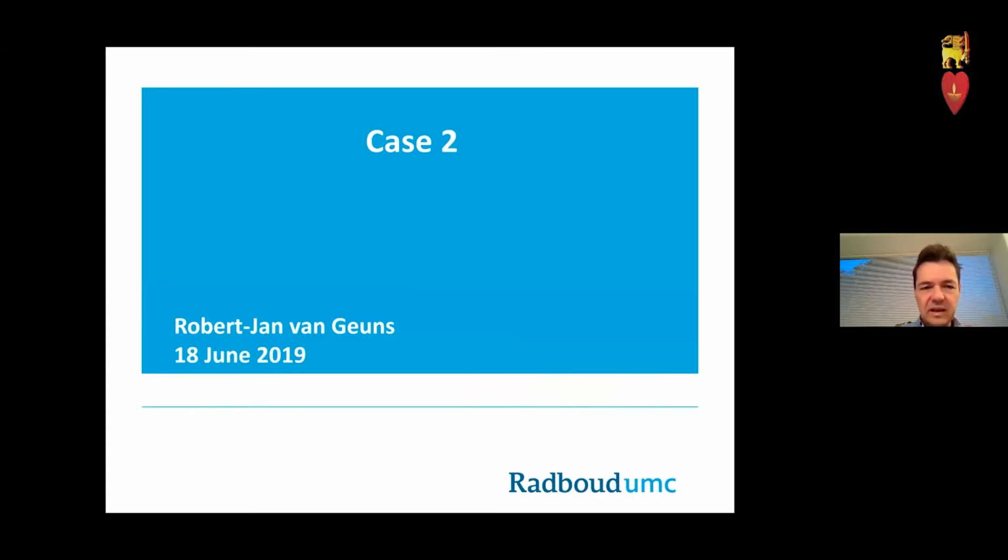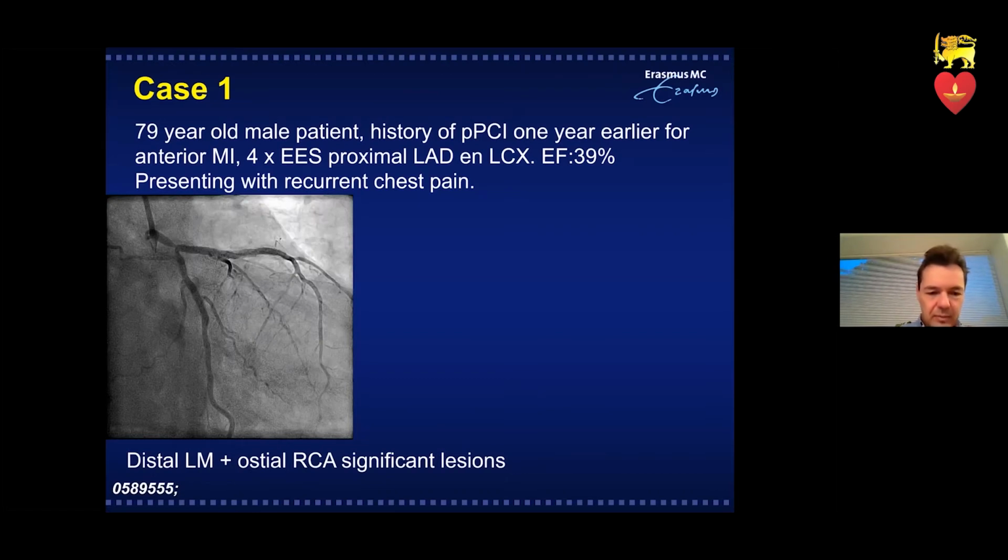That's the second case then. That's also a left main bifurcation, but a patient who is much older, who had a primary PCI 1 year earlier for an anterior MI. There are quite some stents in the proximal LAD and the circumflex, a moderately depressed ejection fraction, and now the patient is coming back with recurrent chest pain and this distal left main lesion.